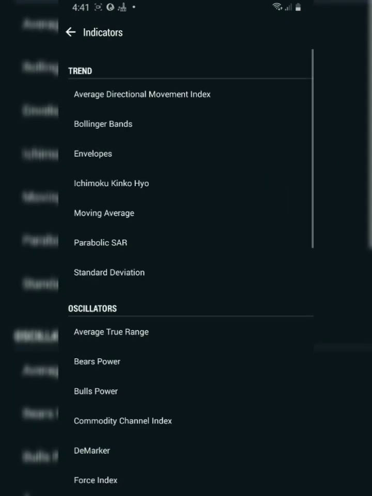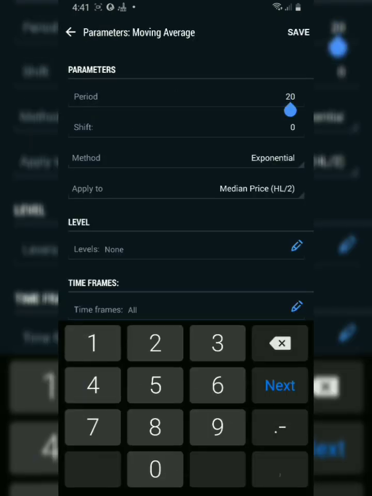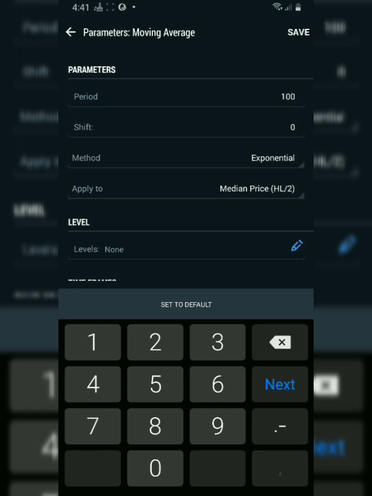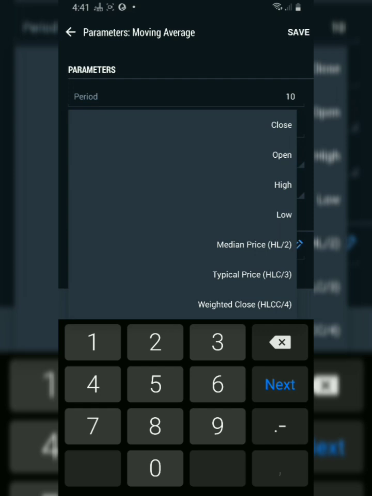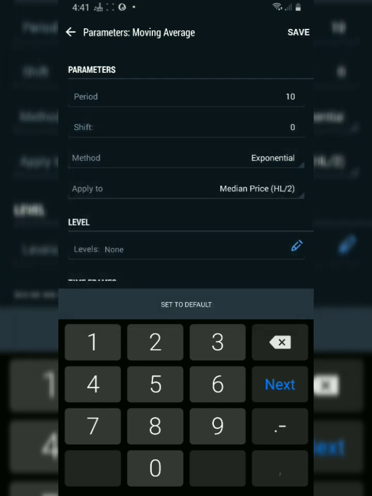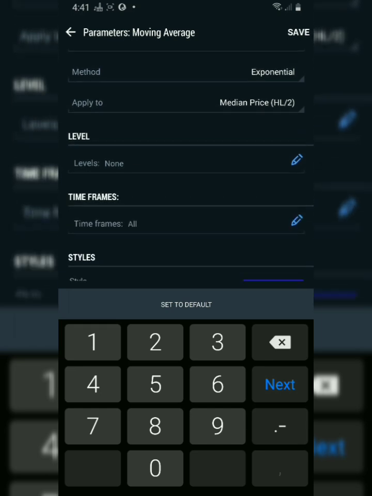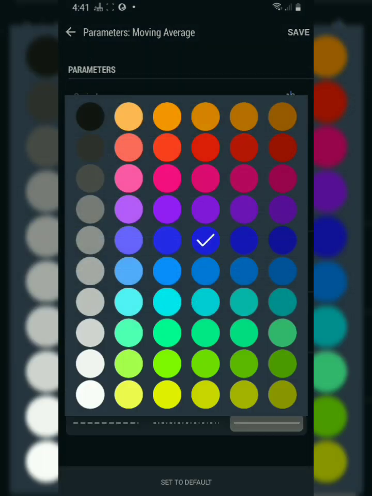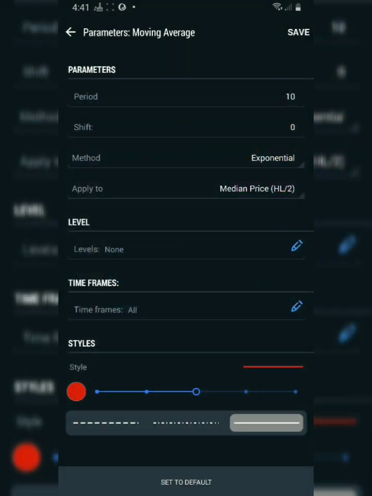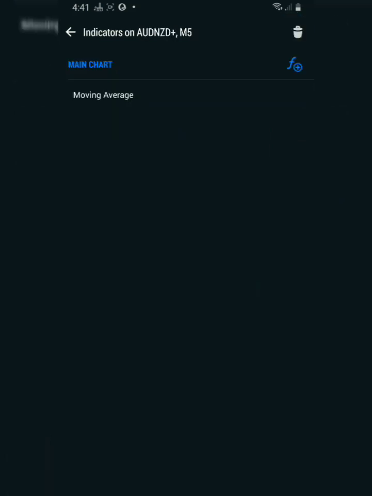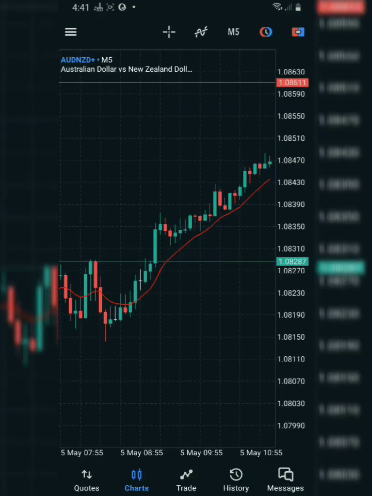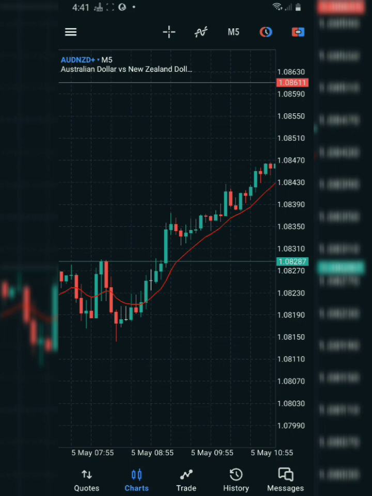Click on this Insert button right here, click on the plus sign and click on moving average. Set the period to 10, shift is 0. It's an exponential moving average. Apply to median price. The moving average will tell you the movement based on the median price of the candle close. After that, you can put the color at red. So that is the moving average right now. Then click on save. After that, you will see it on the screen, and that's the red moving average. This tiny line that is showing is the moving average.